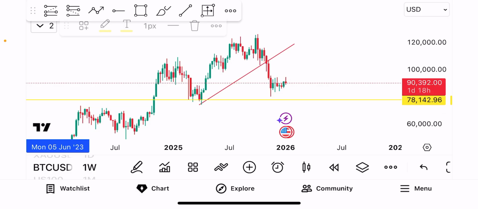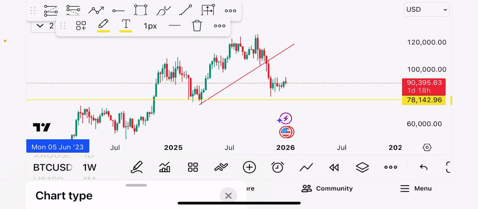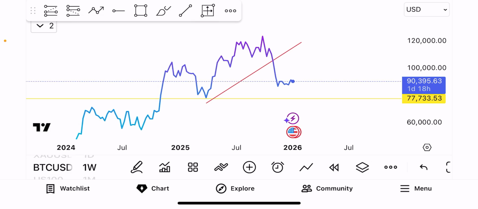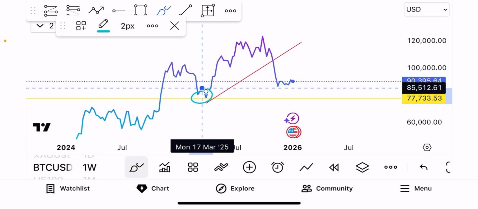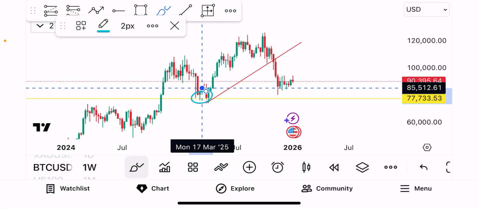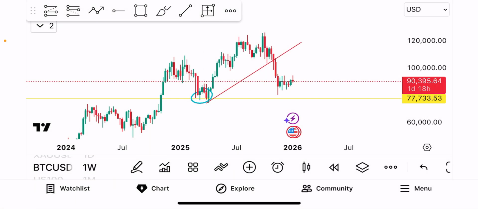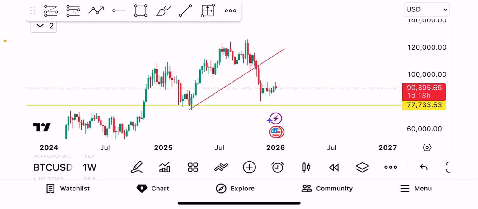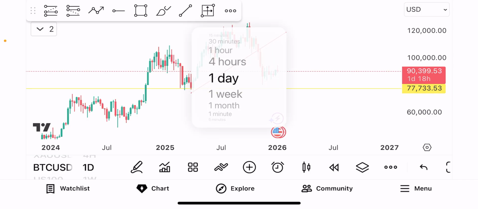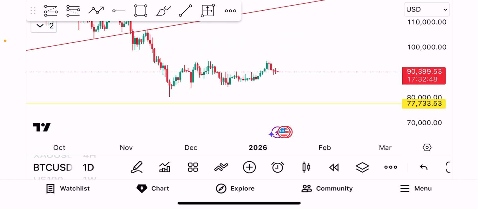that we've just marked out. If we change this to a line chart, we see that here price reacted nicely at this area. Okay, so that's a key structural level from the weekly time frame. All right, so price is dropping, and it might drop down to this $77,000 level. So let's take a look from the daily time frame.